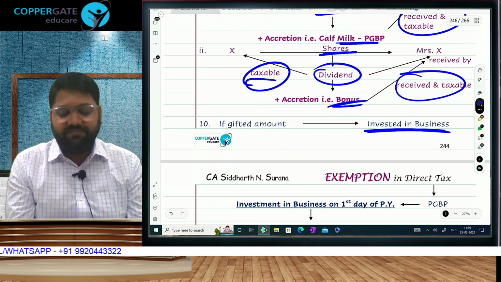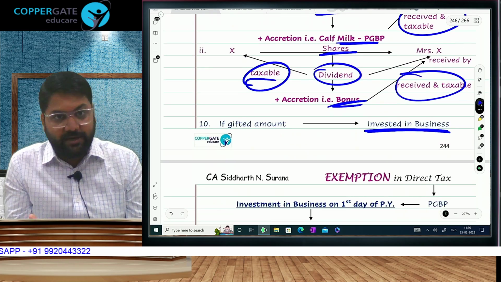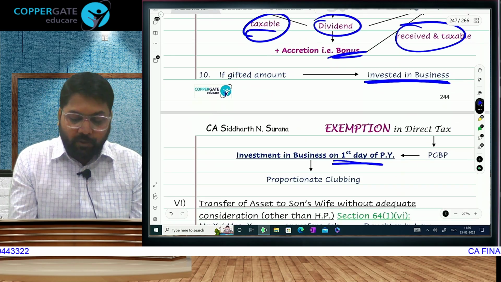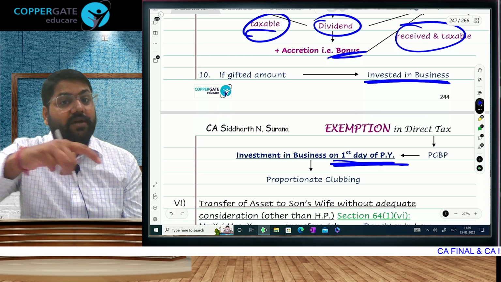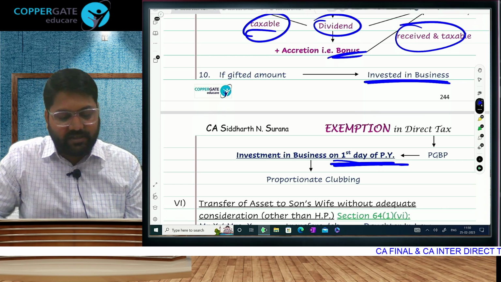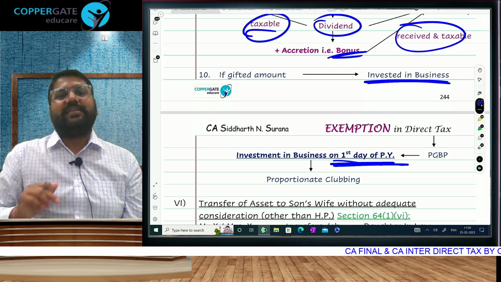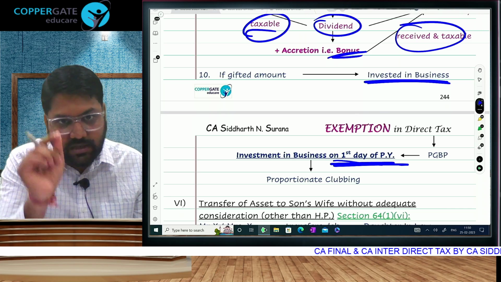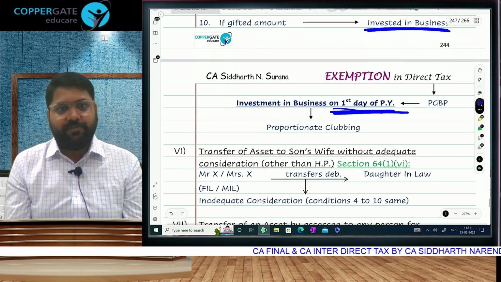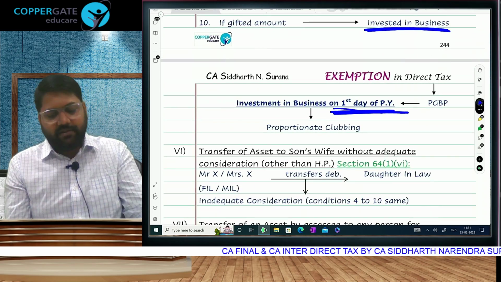And if the amount is invested in business, then the business will generate profit. On that profit, we will invoke proportionate clubbing, and that proportion will be checked on the first day of the year. So if the gift of money is given in the course of the year, that will not be taken for clubbing purposes. At the beginning of the year, whatever is the capital invested by the spouse, that proportion of profits will be clubbed in the hands of the gifting spouse, the spouse that has gifted the money.